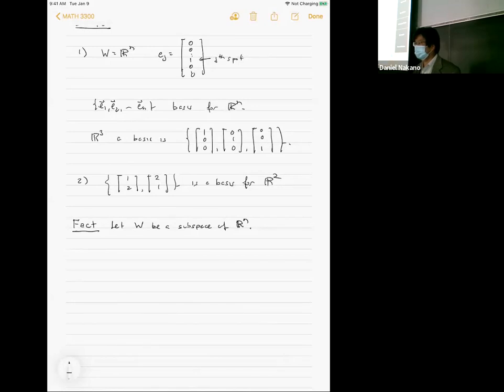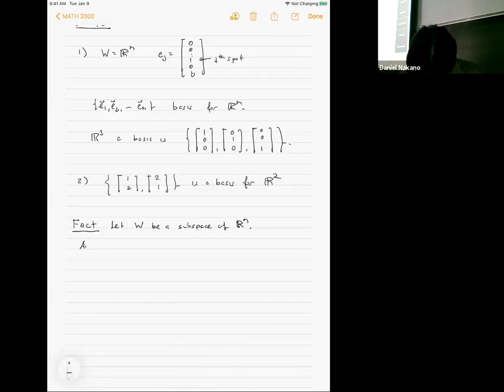I'm just thinking of something even more basic than that. How many elements does this have? Well, it's the number of elements that are the same. Okay. So if you have two bases, they have the same number of elements.